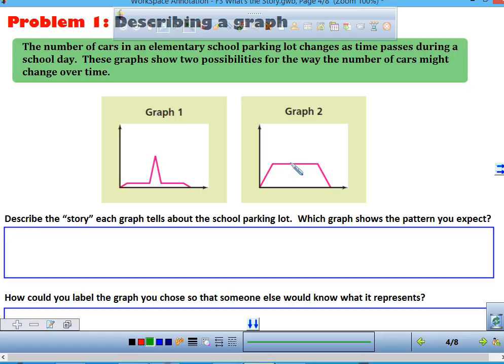Oh, this is cars at elementary school. The same thing for both. Cars at an elementary school. So what does this first graph show of cars at the elementary school in one school day?